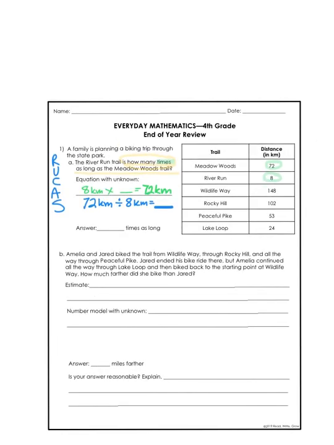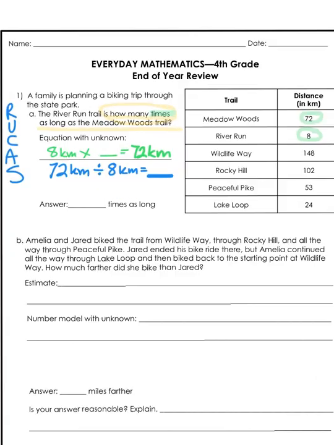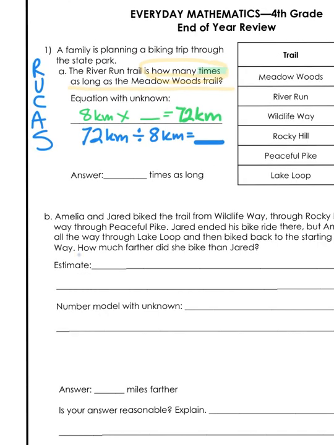Amelia and Jared biked the trail from Wildlife Way through Rocky Hill and all the way through Peaceful Pike. Jared ended his bike ride there, but Amelia continued all the way through Lake Loop and then biked back to the starting point at Wildlife Way. How much farther did she bike than Jared? Okay, so now let's take a look. First of all, how much farther did she bike than Jared?